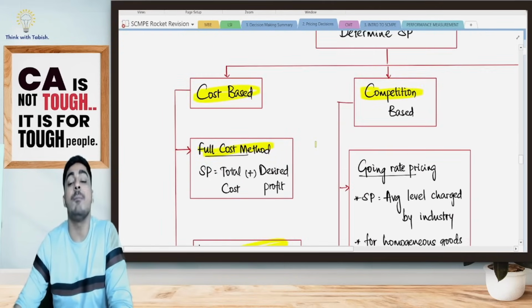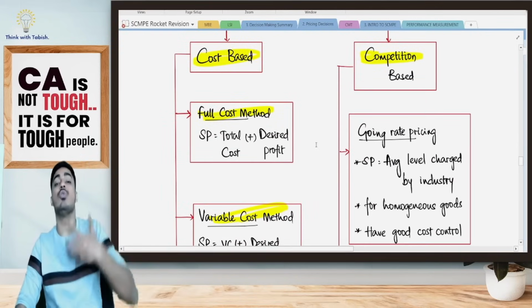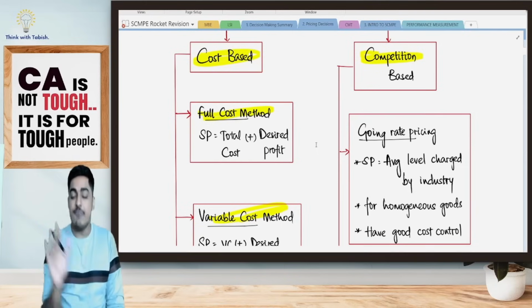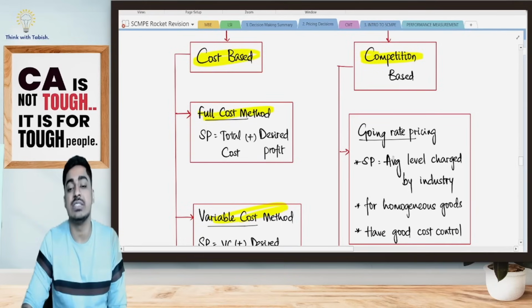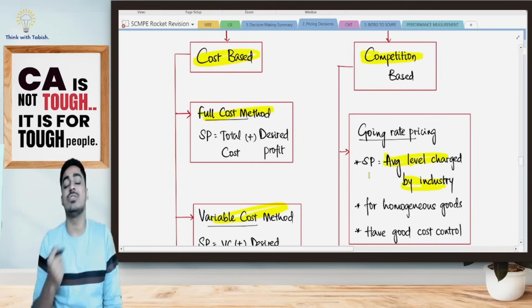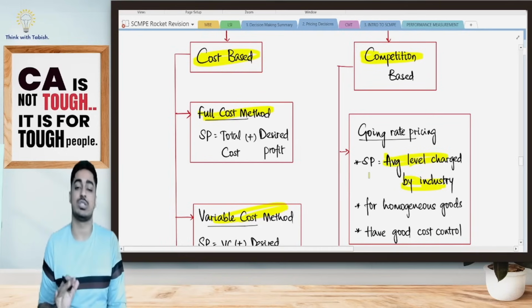Next, we have competition-based pricing. Firstly, I have going rate pricing. It is used for homogeneous goods. It is the average selling price charged in the industry. I do not have any discretion in setting the selling price. The only thing I can do is have good cost control.